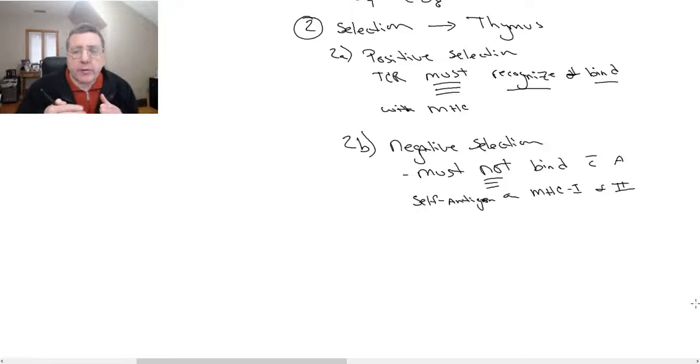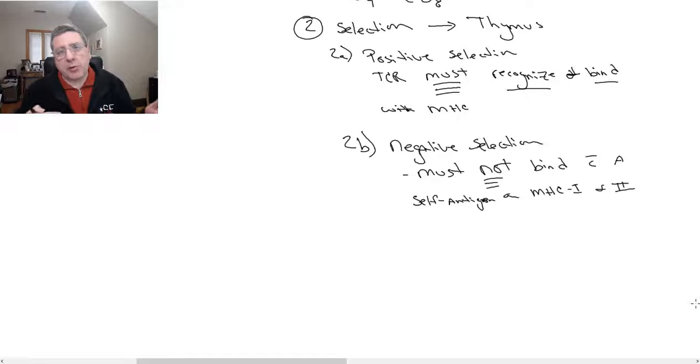So what we have to do on this one is first, for positive selection, the T cell must be able to recognize and bind with an MHC platform. Then for negative selection, we must let that T cell differentiate. That's not a good word I want on this because that's going to come next. It must be able to identify self-antigens.